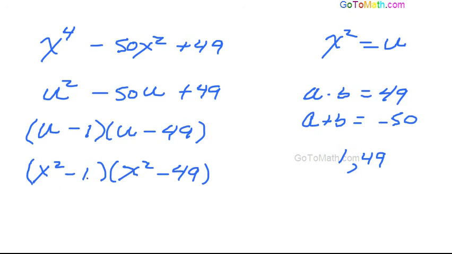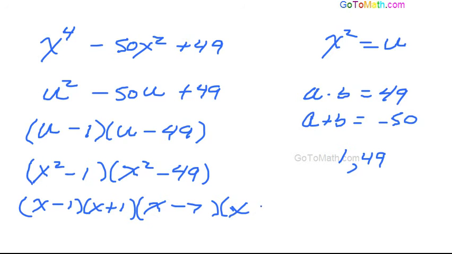Okay. Well, we have a difference of squares here. So this becomes x minus 1 times x plus 1. We can factor that. And a difference of squares here, right? 49, or 7 squared is 49. So x minus 7 times x plus 7. There you go. Completely factored. Now, wasn't that fun?